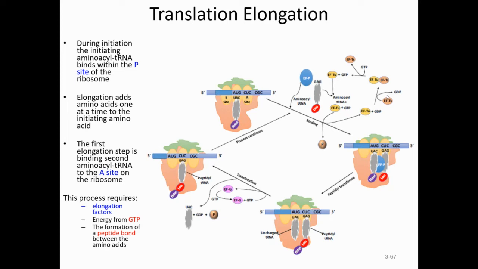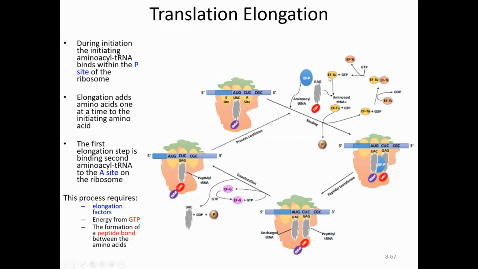EF-P is bound adjacent to the P site and the E site, and that can help the formation of the peptide bond. That's EF-P. And EF-Ts helps the regeneration of EF-Tu and GTP. That's EF-Ts.